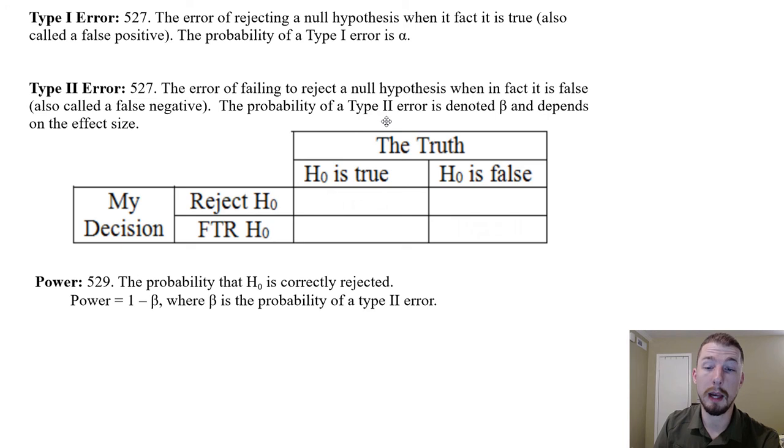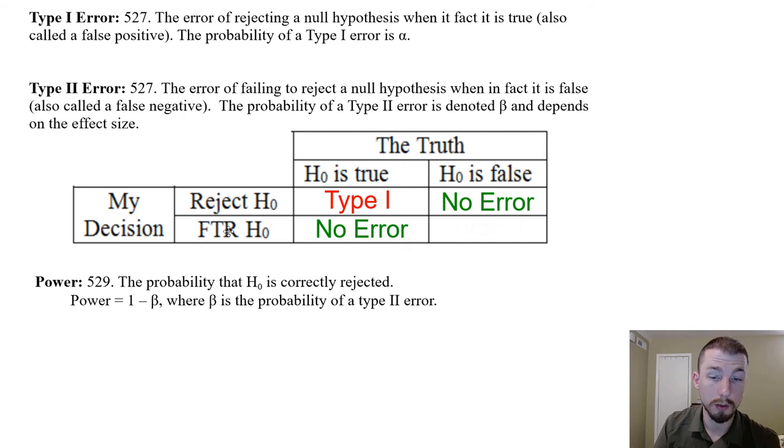All right, so the probability of a type 2 error is denoted as beta. So alpha is a type 1 error, beta is a type 2 error, and it depends on the effect size, which means how far off is the true proportion from the hypothesized proportion. So if we have a true null hypothesis and we reject the null, then that would be a type 1 error. If the null is true and we didn't reject it, then there was no error in that case. Now, if the null hypothesis was false and there actually was a difference and we rejected it, then there was no error. But if we fail to reject it when it was false, then that would be what we call a type 2 error, which is a false negative.